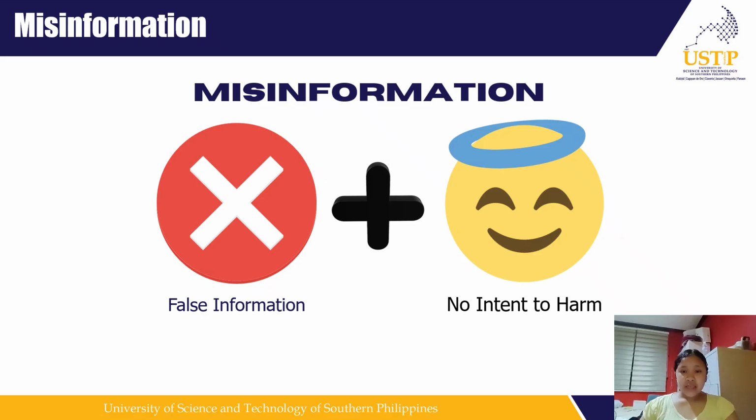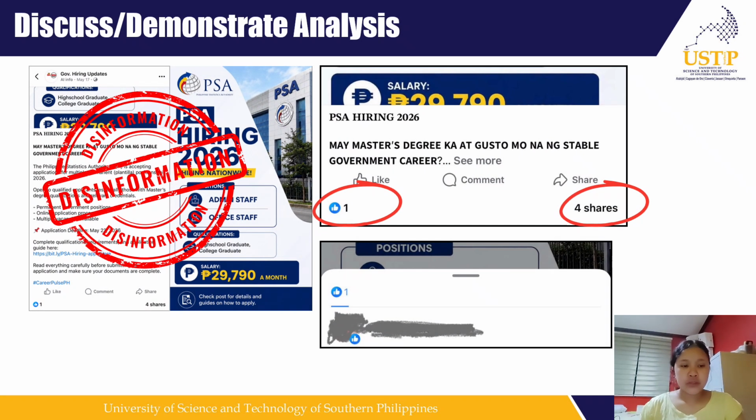So, the example for my misinformation is a continuation of my disinformation example. Why? I chose to do this because once again, misinformation is when people share false information believing it to be helpful. And if we take a look at the interactions of this post, which we already proved to be fake, there is one liker and four shares.